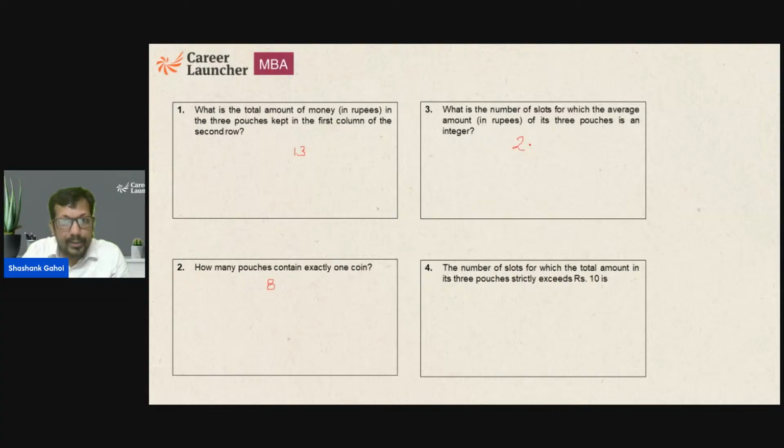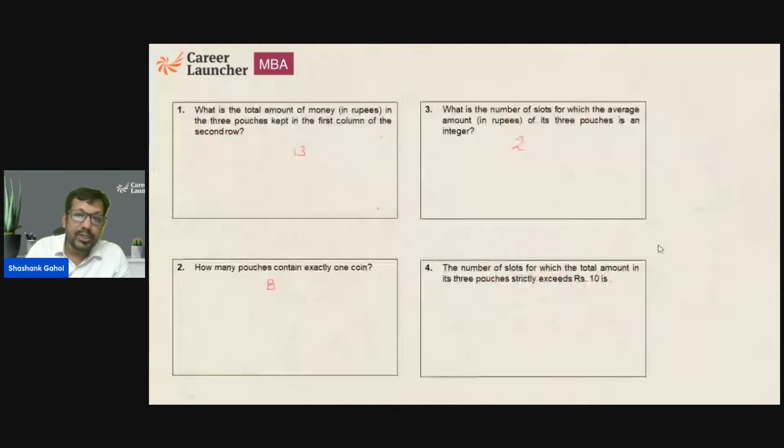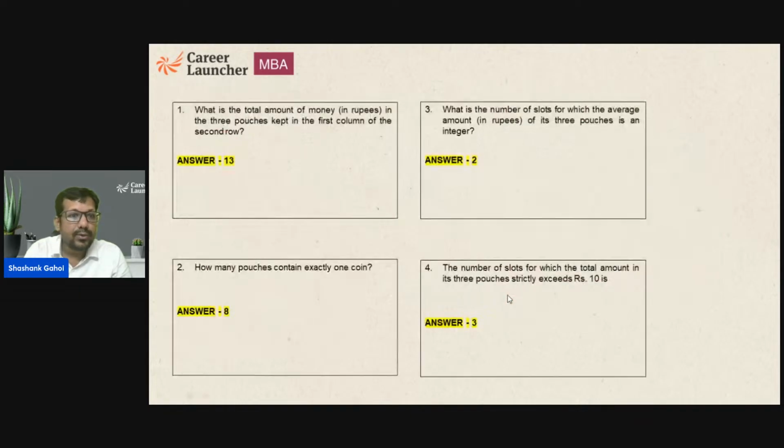The number of slots for which total amount of its 3 pouches strictly exceeds 10. Strictly exceeds 10 का मतलब 10 काउंट नहीं होगा, 10 से ऊपर होना चाहिए। कौन कौन सा? 1 2 3, 3 में स्ट्रिक्टली 10 के ऊपर है, मतलब आंसर इसका क्या आएगा? 3। सो वी गॉट द आंसर ऑफ दिस क्वेश्चन एज 3। सो यही आंसर होने चाहिए: 13, 8, 2, 3। क्या यही आ रहा है? यही आ रहा है.